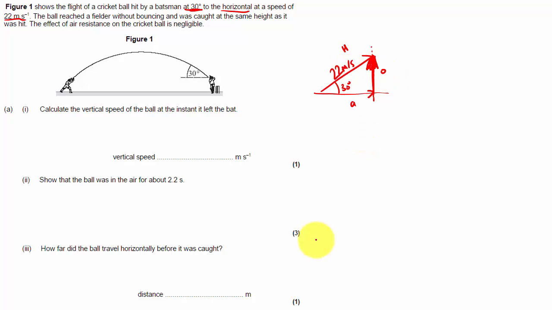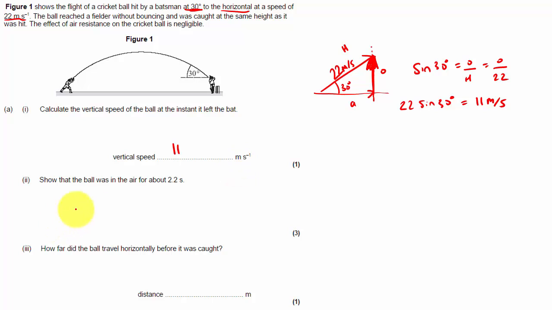Label up your triangle: hypotenuse, opposite, adjacent. I'm going to use the opposite and the hypotenuse, so that's sine 30 degrees equals opposite over hypotenuse, and the hypotenuse is the actual number I have, and it's the opposite I'm trying to find. So if I multiply both sides by 22, 22 sine 30 will give me the vertical component, and doing that on my calculator gives me 11 meters per second. Units already given in the answer.